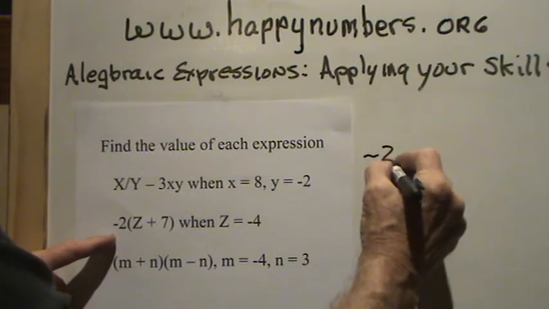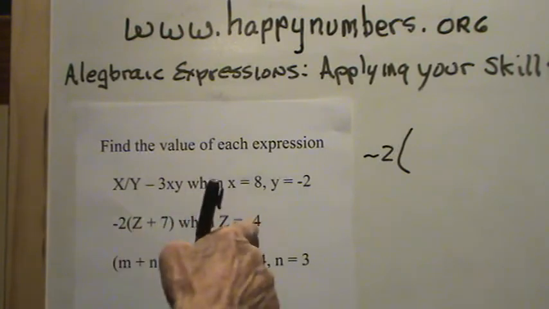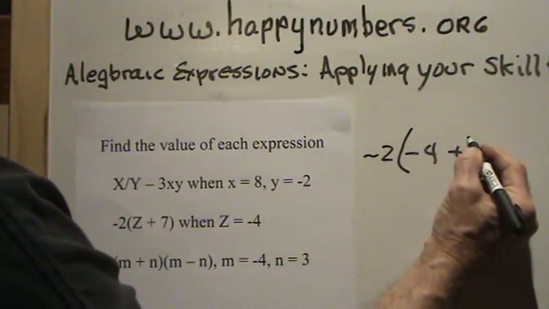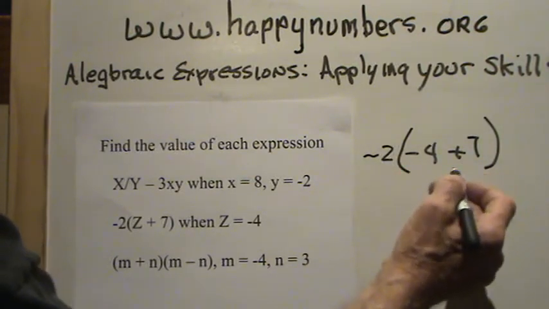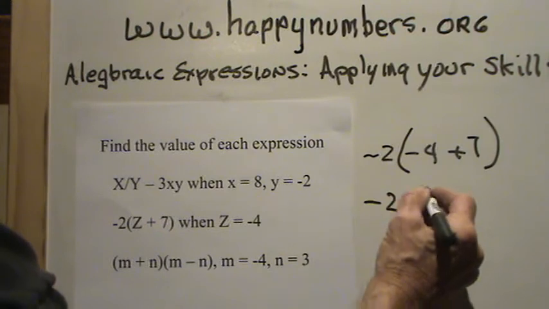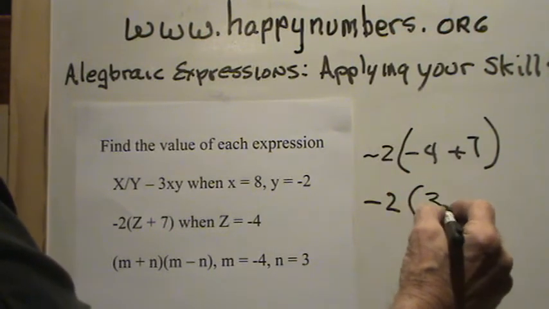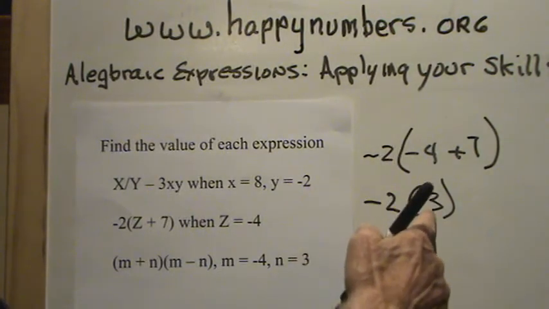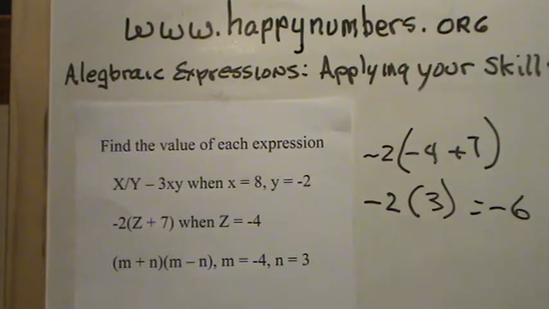Negative 2 times the quantity of z, and z is negative 4, plus 7. Okay, we have to do parentheses first, so negative 2 times the quantity, negative 4 plus 7 gives me a positive 3. And then negative 2 times positive 3 gives me negative 6. All right?